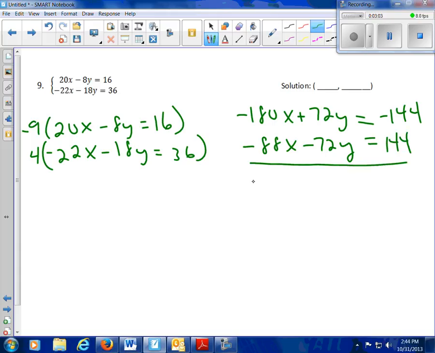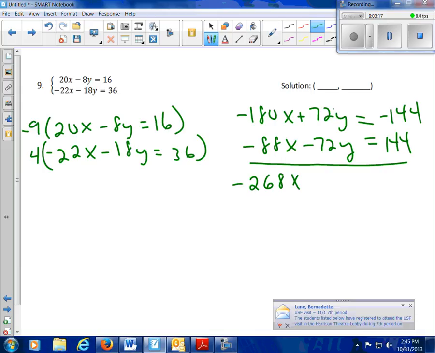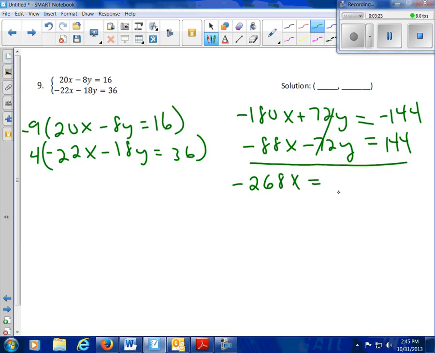So when I add my equations together, negative 180 and negative 88 is going to give me negative 268x, and 72y and negative 72y are going to cancel out. And I know that negative 144 plus 144 is going to give me 0. And if I divide both sides by negative 268, x equals 0.